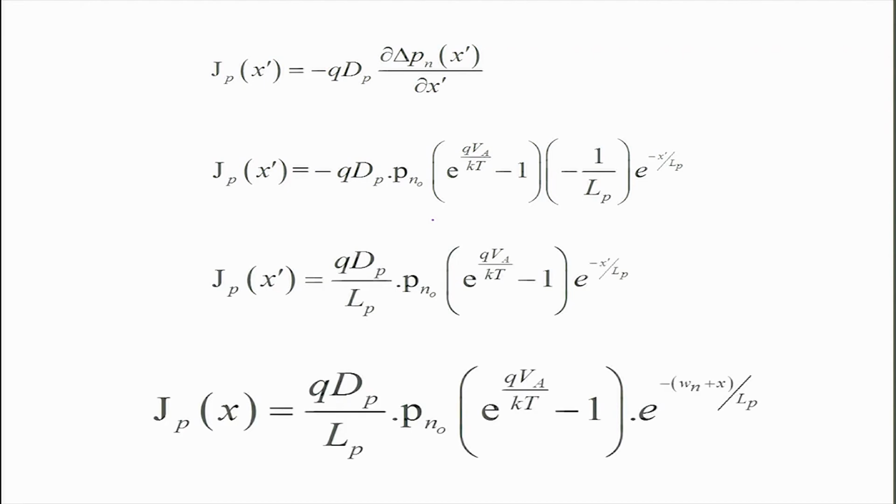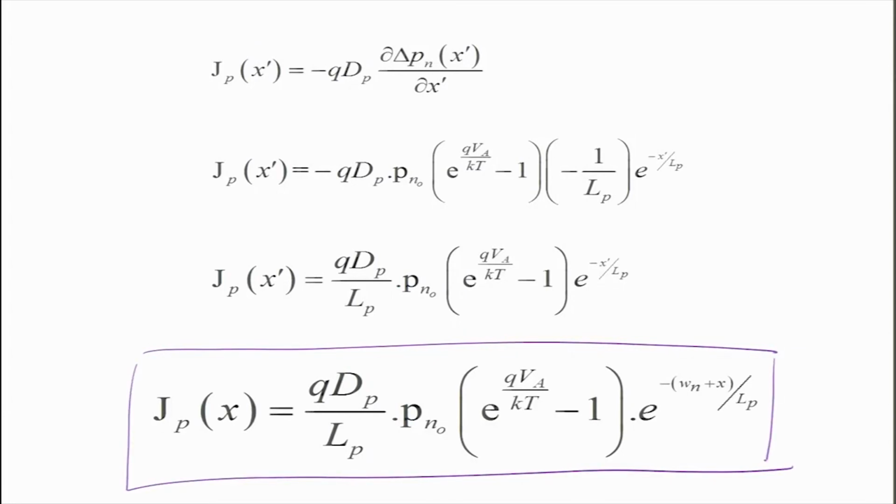If you just keep doing it, what we get is Jp of x prime is equal to q Dp divided by Lp into Pn naught into exponential of qVa by kT minus 1 into exponential of minus x prime divided by Lp. Substitute x prime equal to 0 at x equal to Wn. So we substitute x prime by x, and what we get is x prime is nothing but x minus Wn. Because x prime is 0 where x is equal to Wn, as a result x prime is x minus Wn. So we have made the substitution, and we get the equation for Jp.